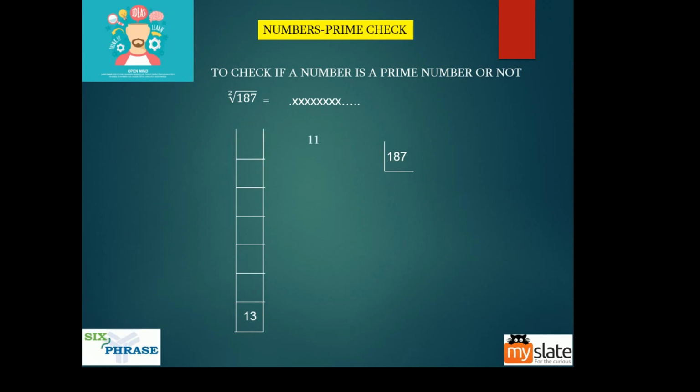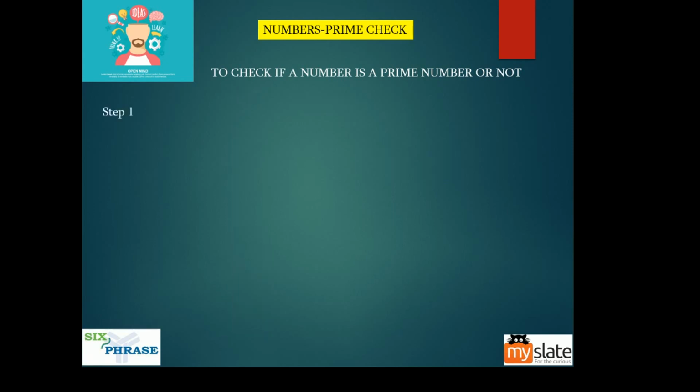11, what is 11? 17 into 11. What is 17 into 10, guys? 17 into 10 is 170, right? 17 into 11 is 187. So it is divisible. So what does it mean? It means 187 is not a prime number, right?